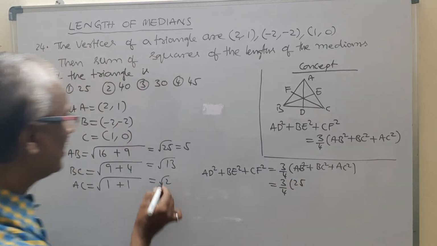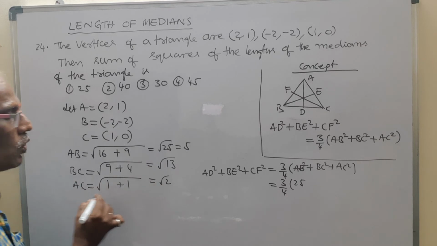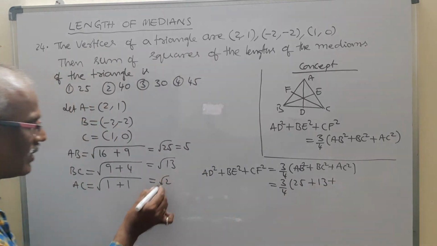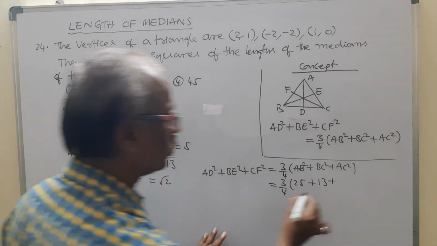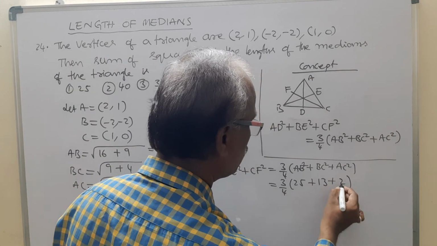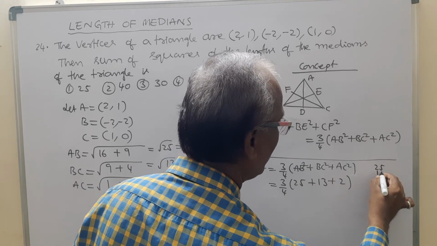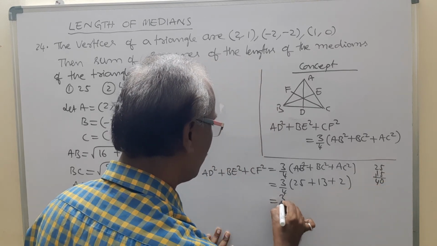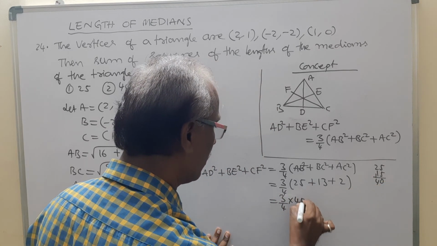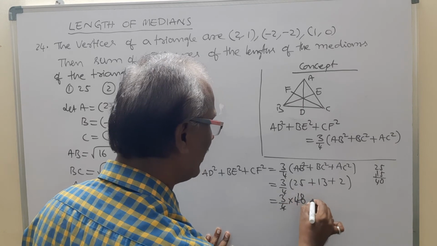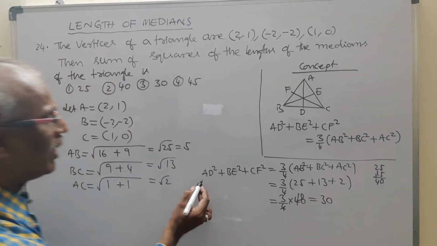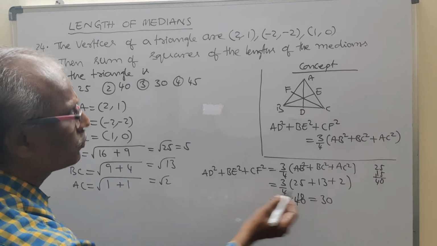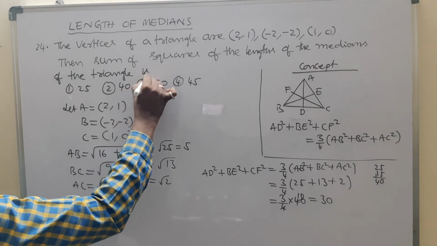25. BC root 13 whole square, 13, the square root cancelled, plus AC root 2 whole square, 2. Here 13 plus 2 is 15, 25 plus 15 is 40. 3 by 4 into 40: 4 ones 4, 4 tens 40, 3 into 10, 30. The sum of the squares of the lengths of the medians, AD square plus BE square plus CF square, equal to 30. The correct option is the third one.